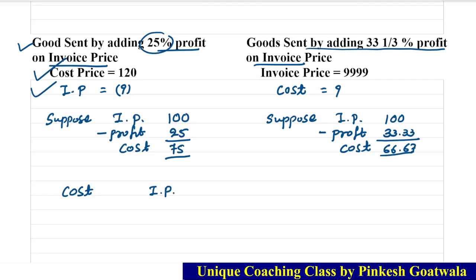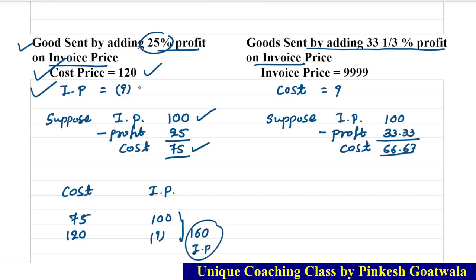Now put value from the suppose. In a suppose cost 75 and invoice 100, and then actual value. Actual cost 120. So what will be invoice? So it will be 160. It's our invoice price. Okay, now here invoice is given, cost to find out. So first invoice, then cost.